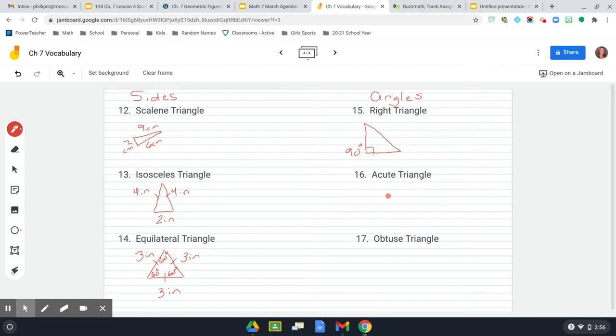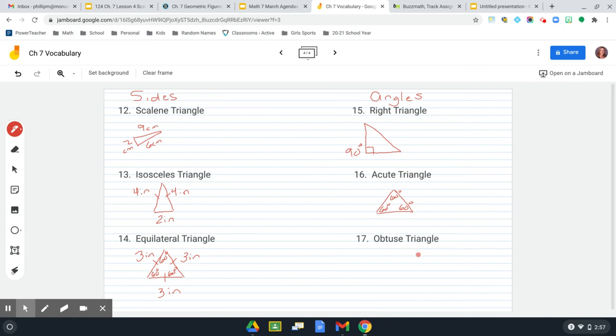Acute triangle, all angles are acute, less than 90. So what I'll do here is draw another equilateral one, because I showed you that all of those are 60. For an acute triangle, you need to see all angles less than 90 degrees. It's not always going to be 60, 60, 60. Again, this is a special case. This is an equilateral one. You can have any other triangle that's an acute triangle that has all three angles less than 90 degrees.